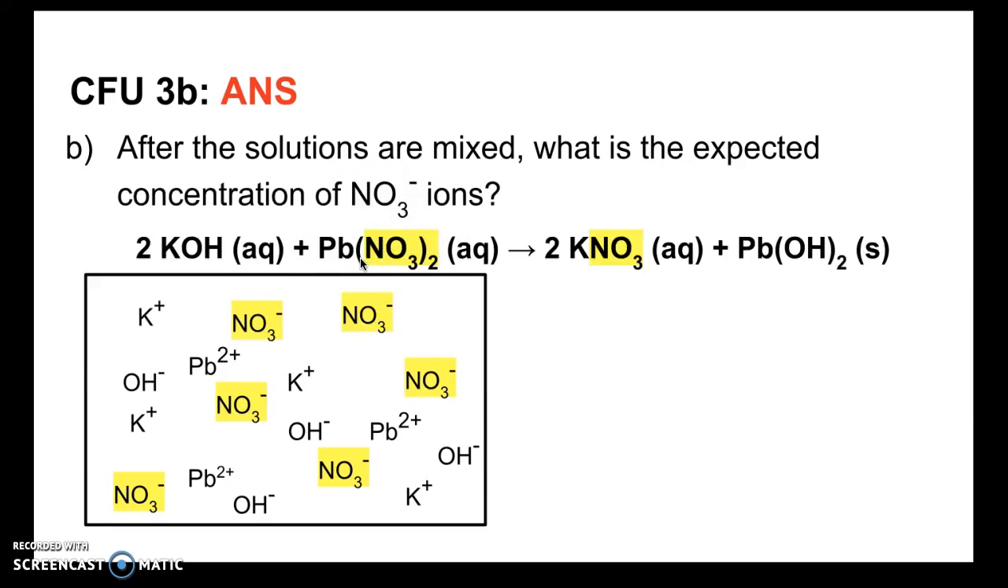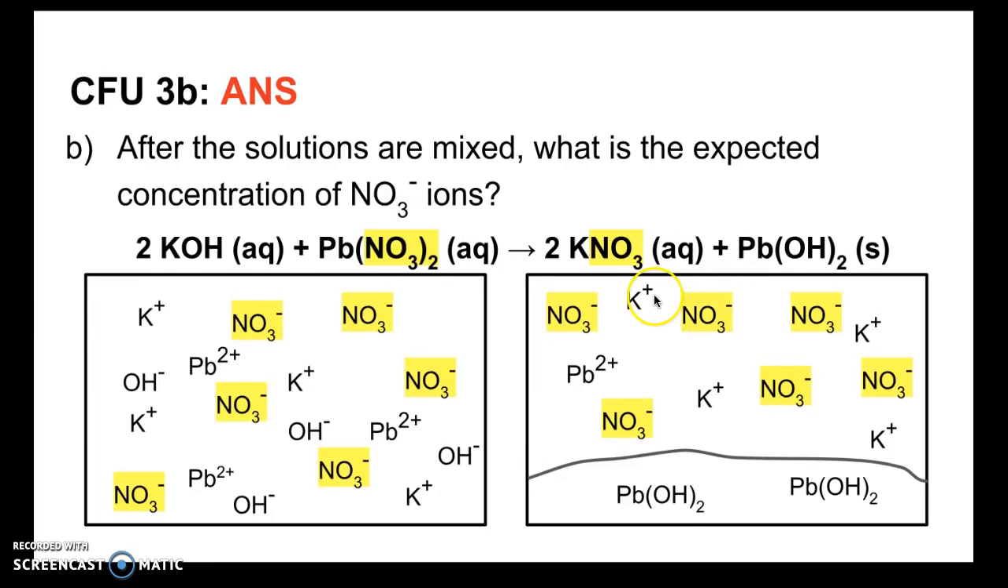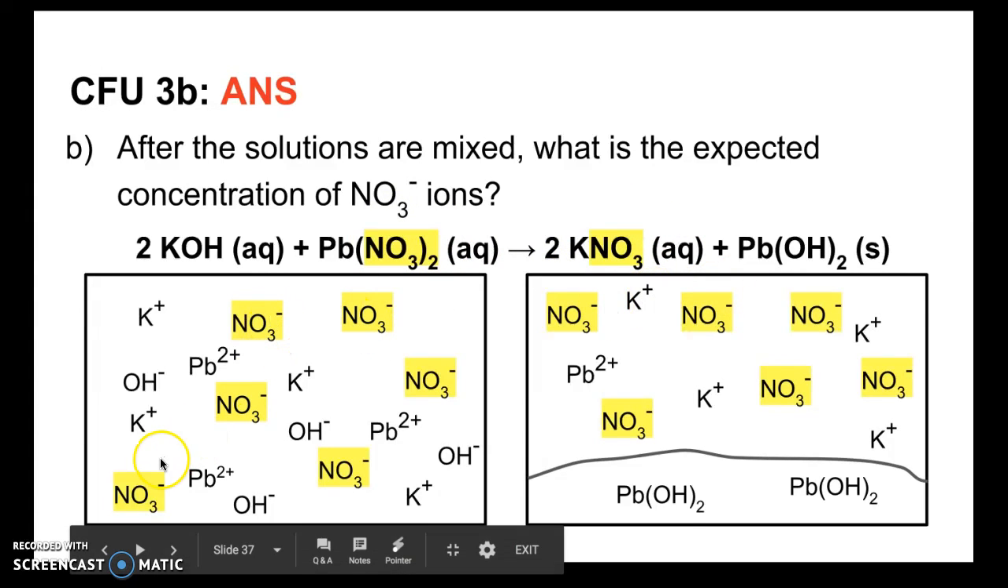So some of the nitrate is still going to come from the lead nitrate reactant. We also have some in the potassium nitrate. And so this is just a particle diagram of what that looks like. Let's say, for example, we start off with 4 moles of each reagent.